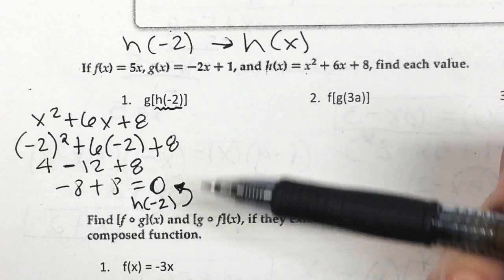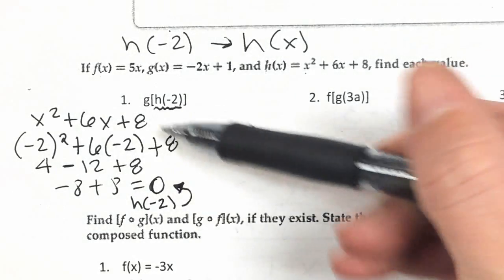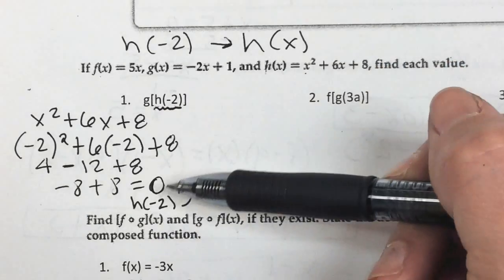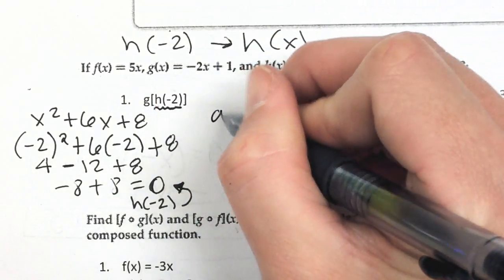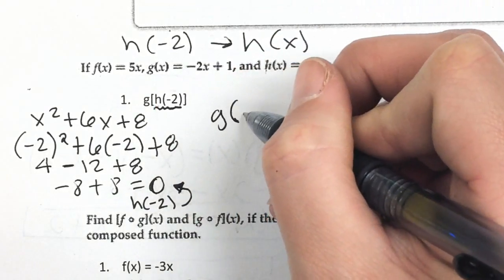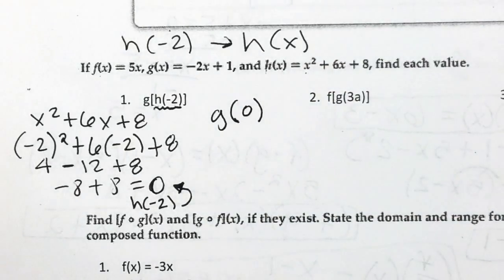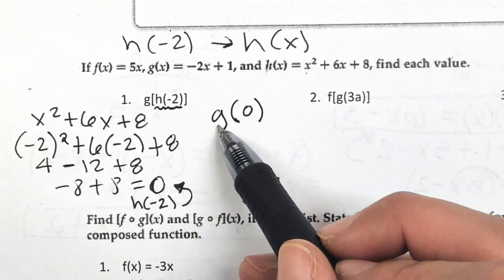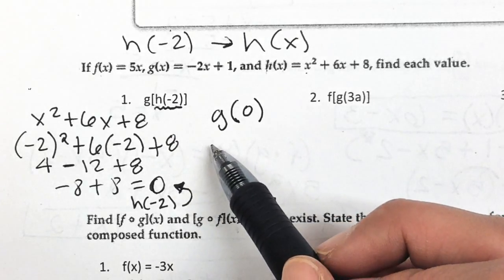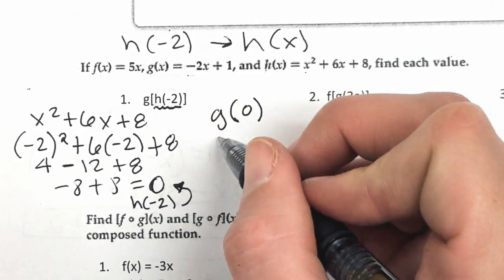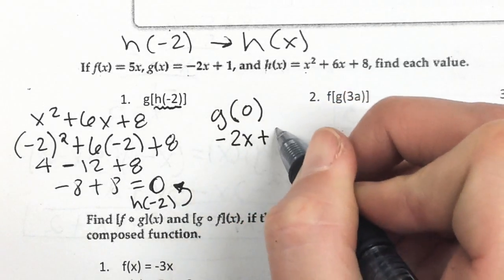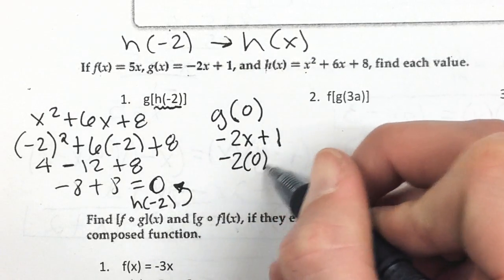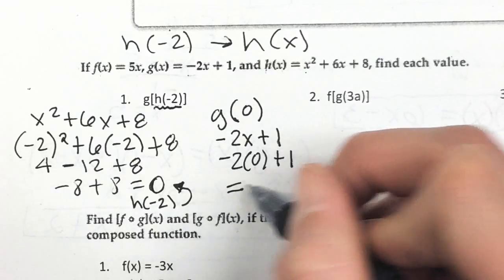So now that I know that h of negative 2 is equal to 0, I can rewrite my original, and instead of h of negative 2, I can replace that with what? 0. So let's do that. Over here, let's write g of, and instead of h of negative 2, I'm going to put what? 0. Good. So this time, now that we've taken care of the inside, we're dealing with what function? G of x, right? Which is what? Negative 2x plus 1, and they want us to plug in what for what? Good, so we have negative 2 times 0 plus 1, which is going to give us a final answer of, good.